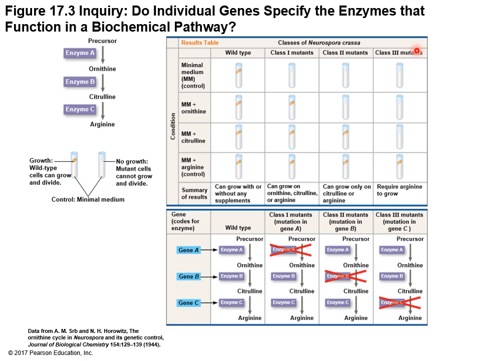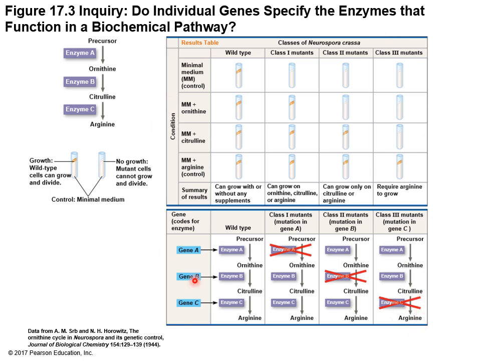Let's skip to class 3 mutants. So for class 3 mutants, we do not have growth in minimal medium plus ornithine, or minimal medium plus citrulline. And this is because we have the deactivation of enzyme C. Even if we had citrulline, we would not be able to convert citrulline into arginine in the end.